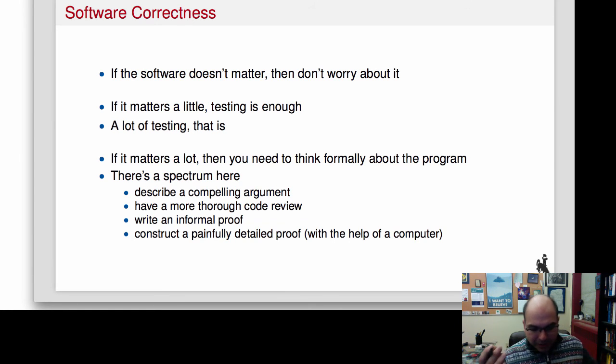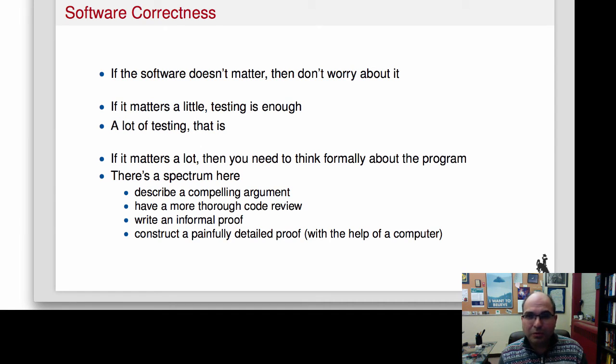It's all good, okay? Now, if it matters a little bit, right, not too much, but just a little bit, then for God's sakes, test, okay? Test a lot so that you have a really good reason to believe that the system works, okay? Now, suppose that it matters a lot, okay? Then testing is necessary, but it's definitely not sufficient. You need to do something different. For example, you may have to start reasoning formally about your programs. Reasoning formally, what I mean is mathematically, and what I mean is with proofs, okay?